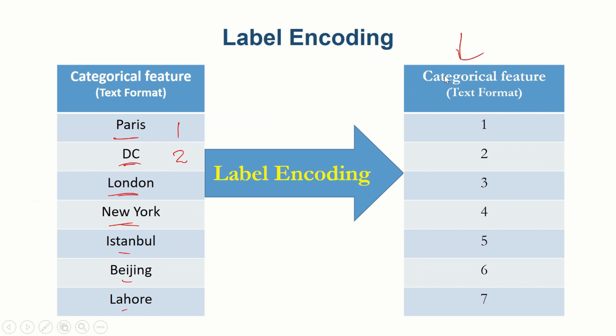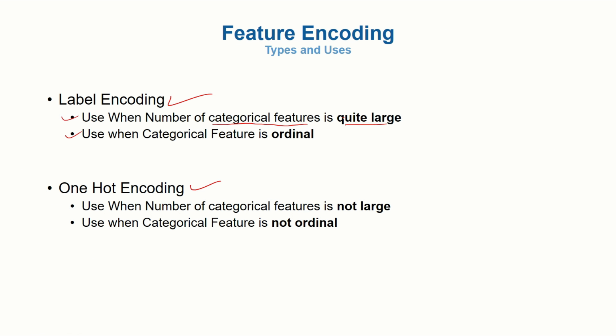So if the number of categories is very large, you should use label encoding. Otherwise, if the number of categories is not very large, you should use one-hot encoding. Now, what do we call large and what do we call not large? It just depends on you. You can say if you have less than 5, you should use one-hot encoding, and if you have greater than or equal to 5, you should use label encoding. Again, this is just a rough estimate from my side.